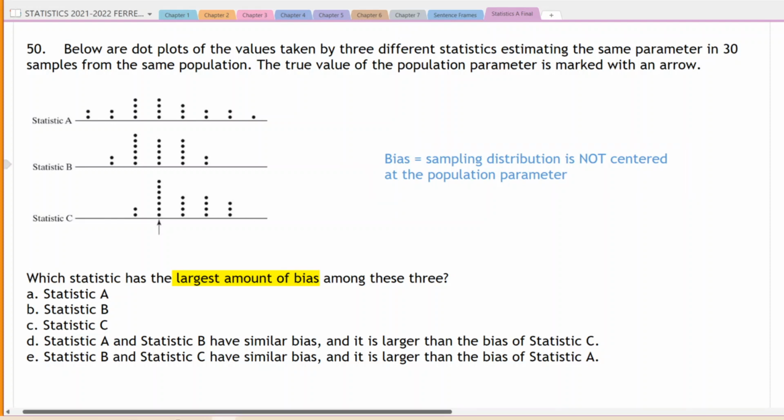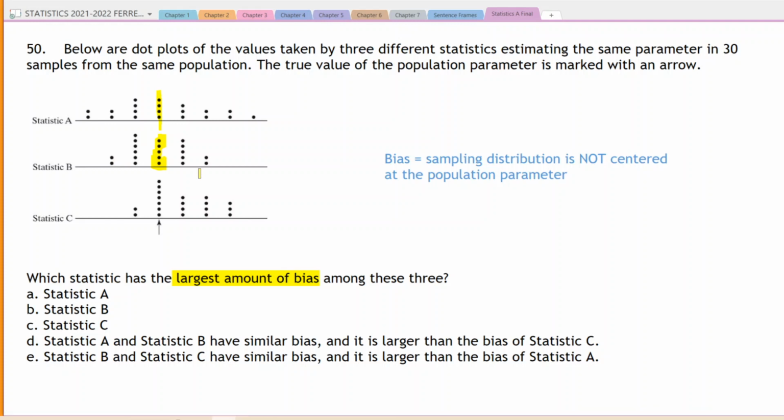If I take a look at statistic A, and this is the population mean, statistic A is centered at the population mean for the most part. It has a high degree of variability, but variability is not the same thing as bias. Now for statistic B, here's the marking. This is where the population parameter is, and yes, statistic B is centered at the population parameter. It has less variability than statistic A, but both of them are still centered at the population parameter. So no, statistic B is not biased.